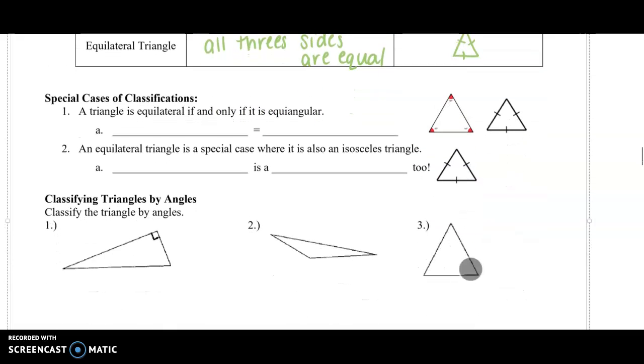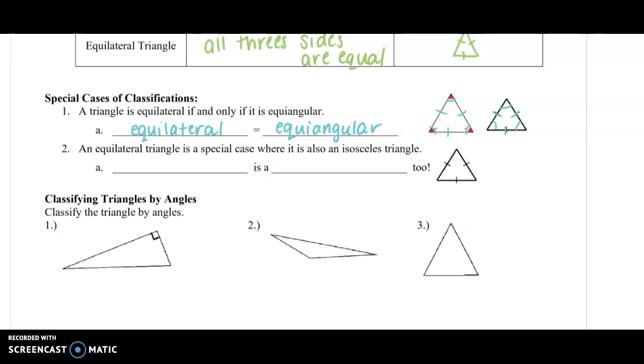All right, guys, so continuing on with the notes, the special cases for classifications. A triangle is equilateral if and only if it is equiangular. What that basically means is that any equilateral triangle that you have, you can automatically assume that it is also equiangular. Congruent angles also means congruent sides, so they would go hand in hand on either one of those.